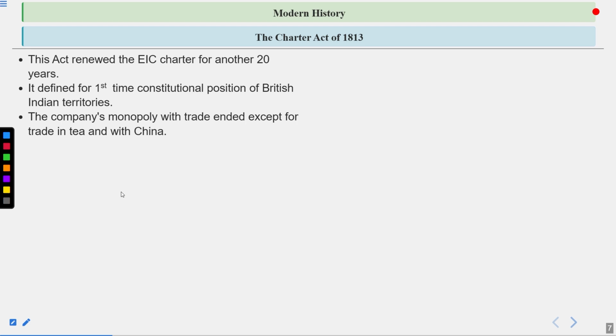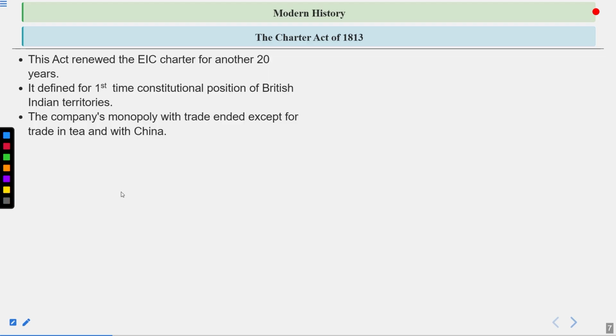The company's trade monopoly ended except for trade in tea and with China. This is also really important, guys. Remember one thing, that as time passes, the British government in Britain is basically taking control of different things of the British East India Company. Basically, there was also the time when in Europe, because of the dispute going on with Napoleon Bonaparte, the traders were not able to trade with different European countries.